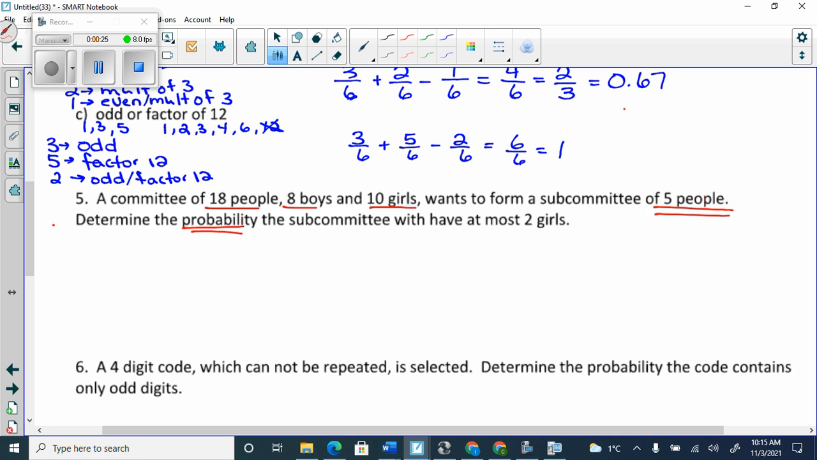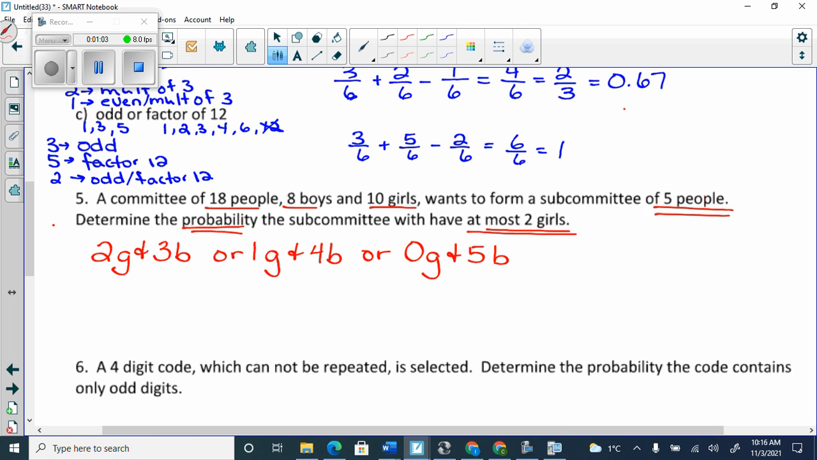Everything else before probability affects the top and the bottom. After probability only affects top. Probability they have at most 2 girls. At most 2 girls means 2 girls or less. So we can have 2 girls or 1 girl or 0 girls. And then I need to supplement because each of these cases has to have how many people? 5. So 2 girls and 3 boys, or 1 girl and 4 boys, or 0 girls and 5 boys.